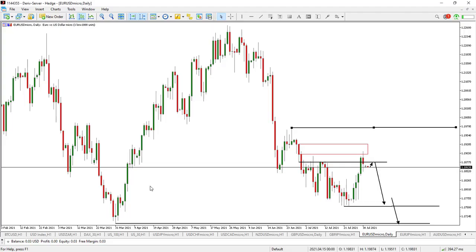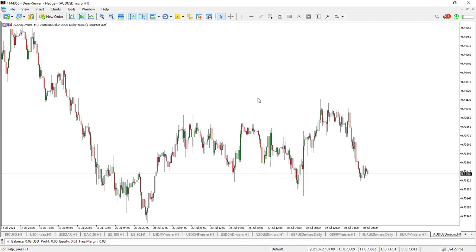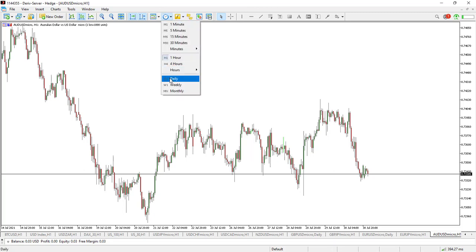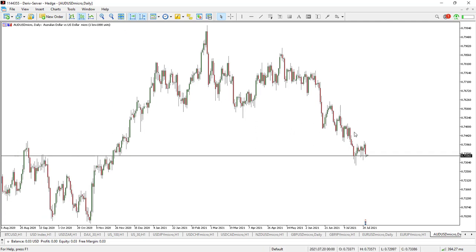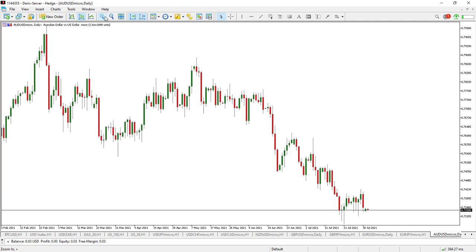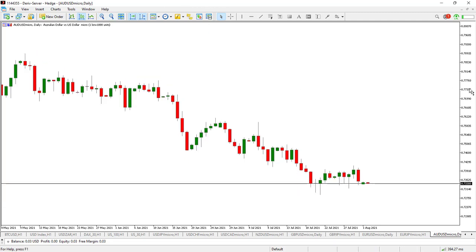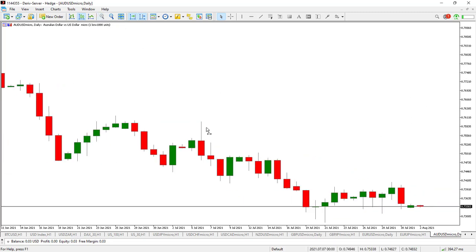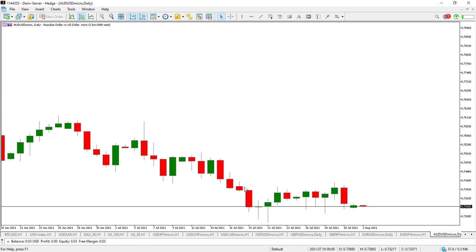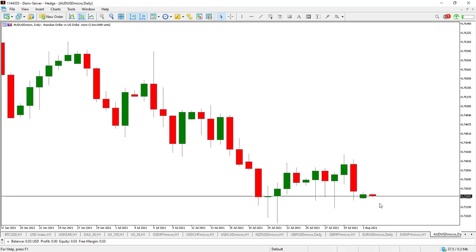Let me go and analyze AUD USD like I did on GBP USD and also the Euro USD. This is what I do always, guys. I zoom, and then let me zoom again. Then I'm looking for the closest rebar pattern to this market.